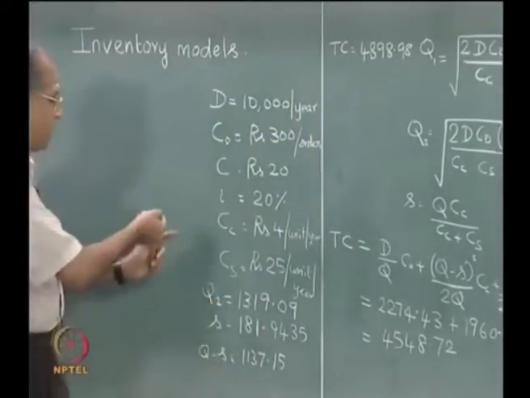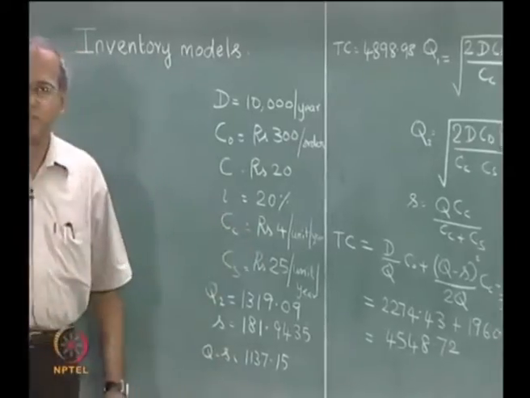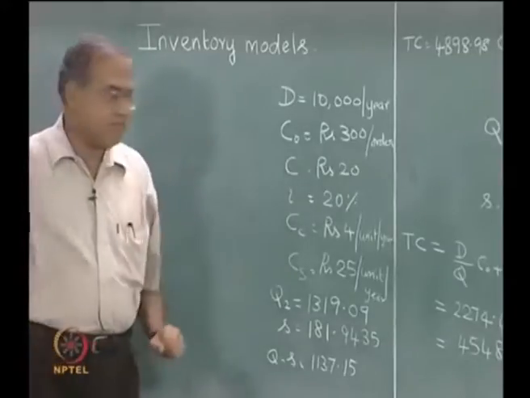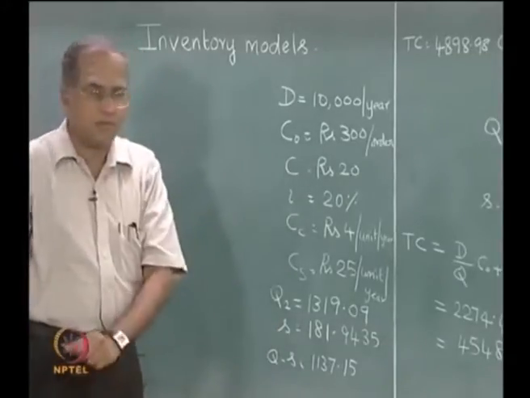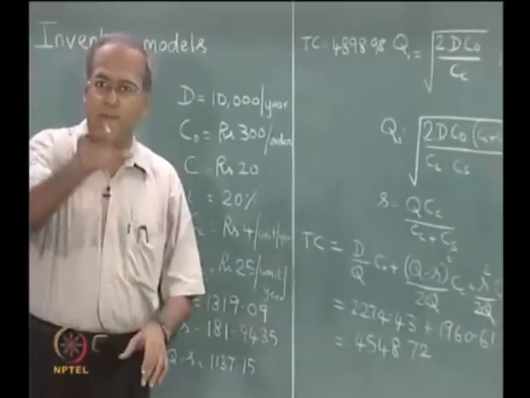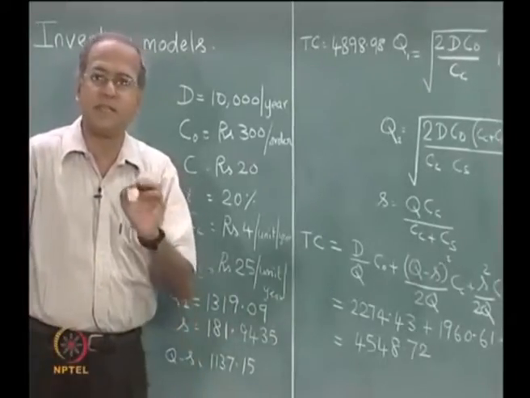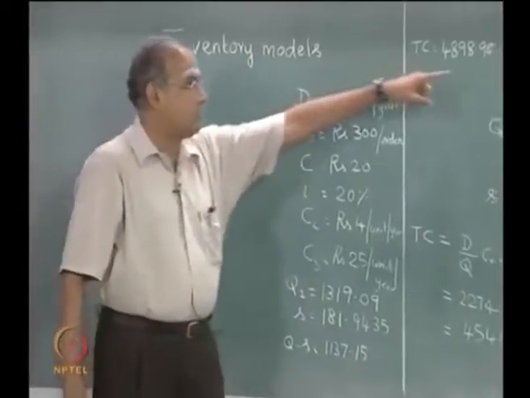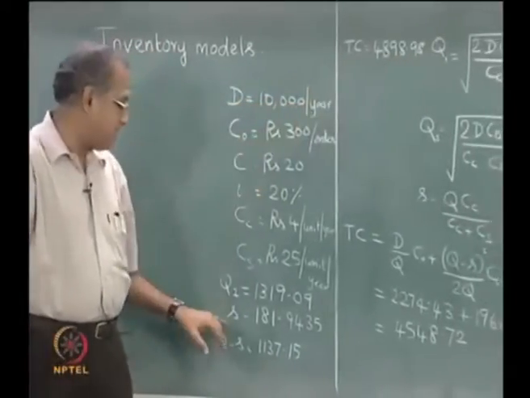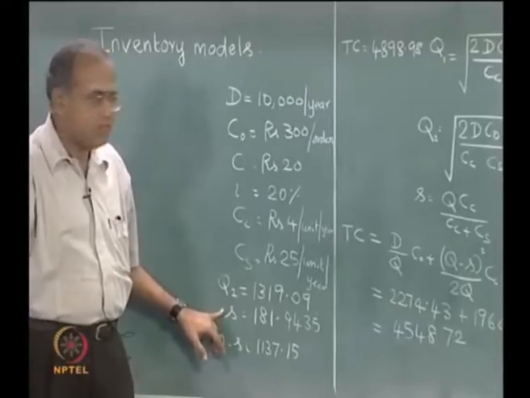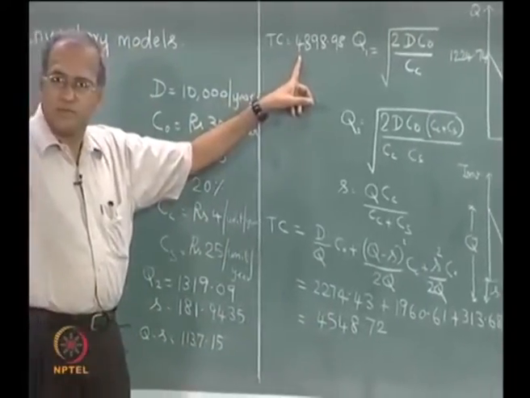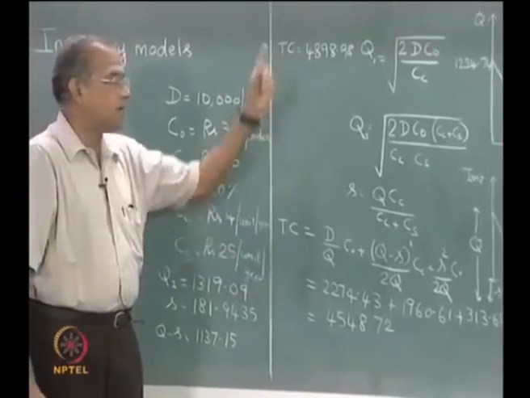The total cost will increase and come closer to 4898.98. Now as we keep on increasing the Cs, this quantity will keep coming down, this total cost will go up, and when Cs is equal to infinity, this will take a value 1224.74, this will take a value 0, and this total cost will be equal to this total cost. This Q will be equal to that Q.